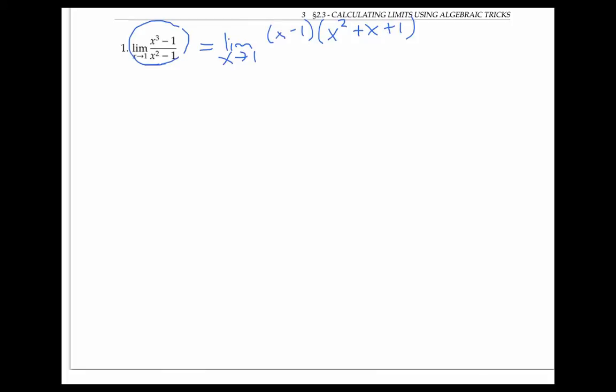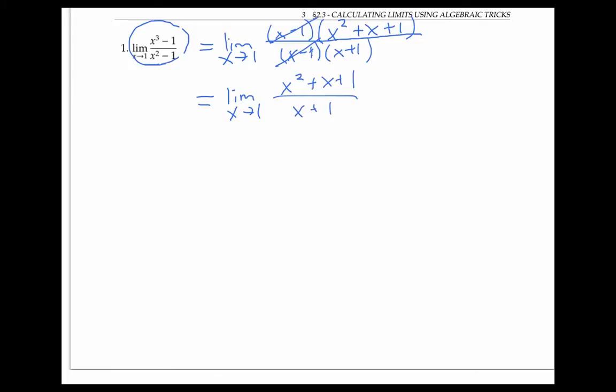We're factoring the numerator here as a difference of cubes. We can also factor the denominator as a difference of squares, x minus 1 times x plus 1. Now, as long as x is not equal to 1, we can cancel out these two factors of x minus 1. And so the limit of this expression is just the same as the limit of this expression. Now we can just plug in 1, because plugging in 1 gives us a numerator of 3 and a denominator of 2, and that way we've evaluated our limit.